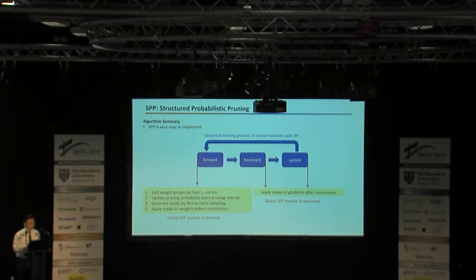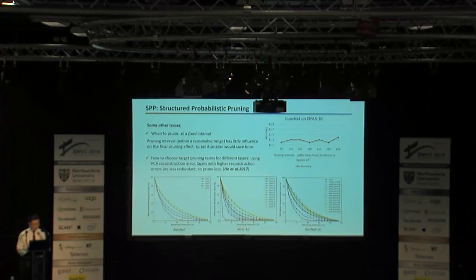We repeat until some part of the pruning probability reaches 1. So we permanently prune some part of these weights. And some other issues. Firstly, when to prune, we find that different pruning intervals generate similar performance. So we choose smaller pruning intervals, for example, 90 iterations.